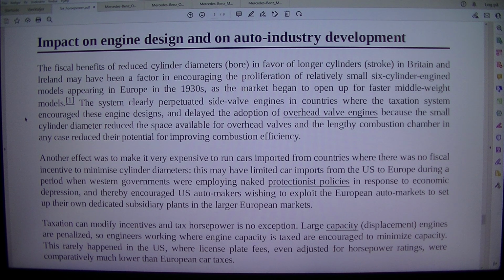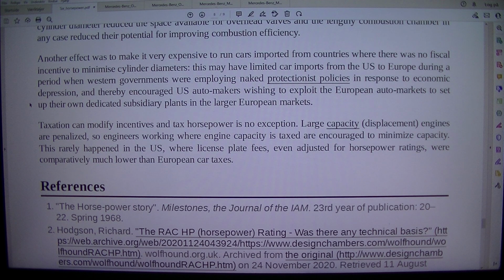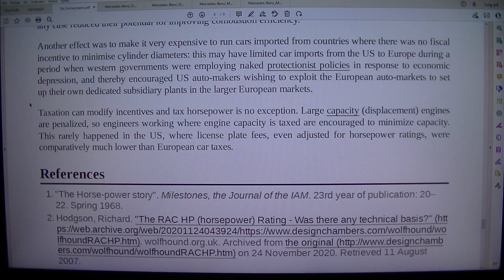The system clearly perpetuated side valve engines in countries where the taxation system encouraged these engine designs, and delayed the adoption of overhead valve engines because the small cylinder diameter reduced the space available for overhead valves, and the lengthy combustion chamber in any case reduced their potential for improving combustion efficiency. Another effect was to make it very expensive to run cars imported from countries where there was no fiscal incentive to minimize cylinder diameters.